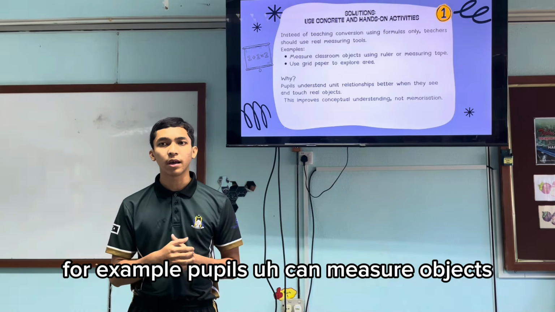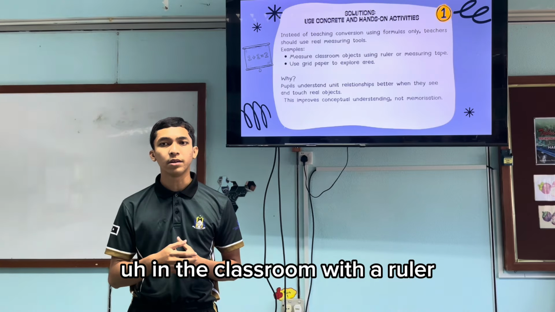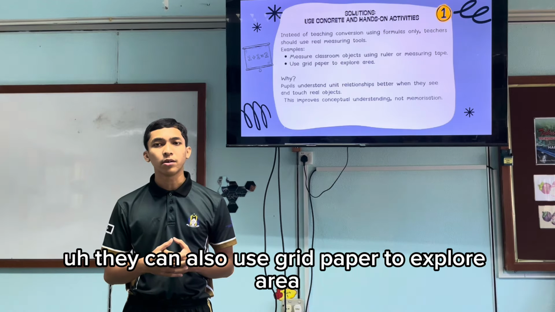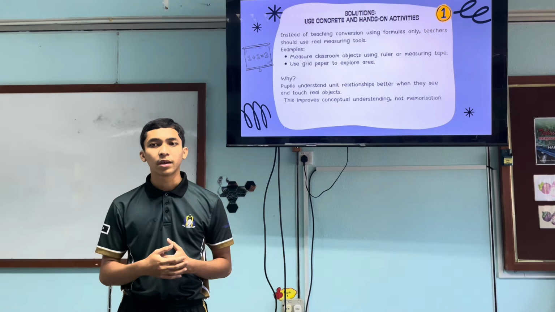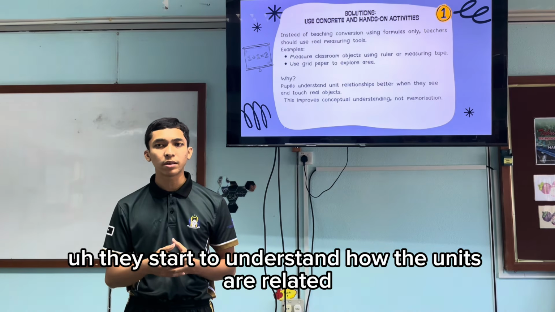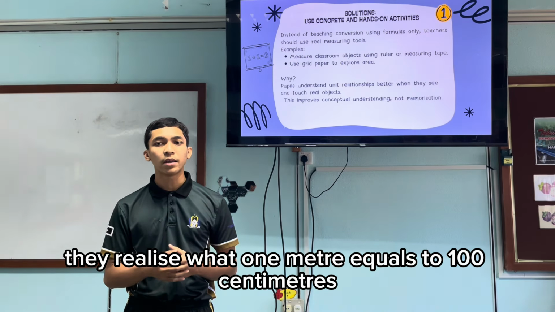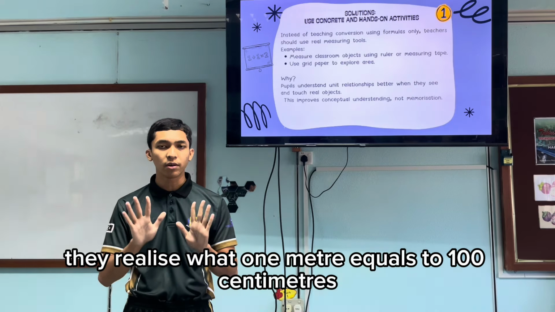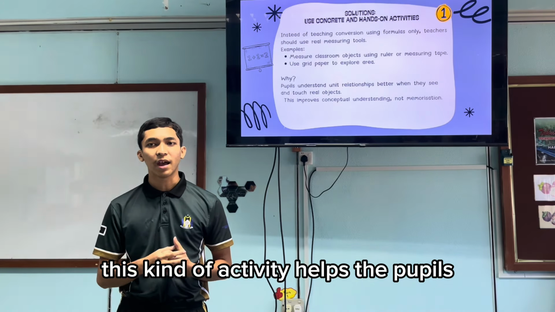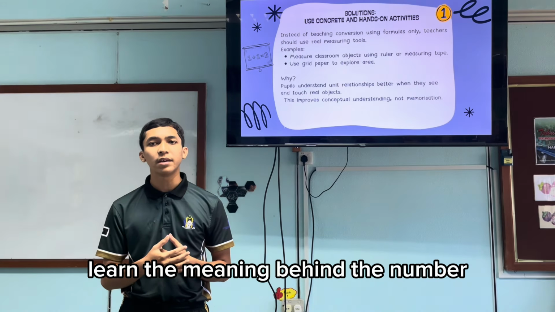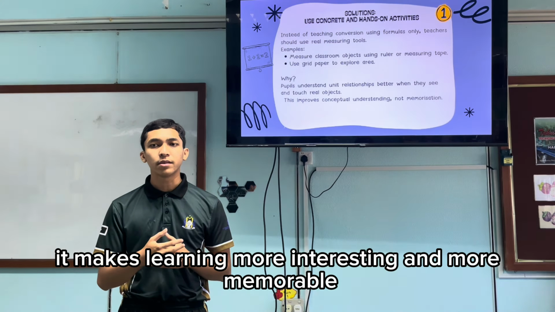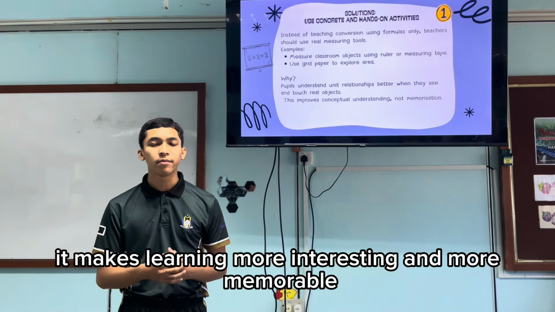For example, pupils can measure objects in the classroom with a ruler or measuring tape. They can also use grid paper to explore area. When pupils see and touch the objects, they start to understand how the units are related. They realize that 1 meter equals 100 centimeters instead of just memorizing it. This kind of activity helps pupils learn the meaning behind the number, not just the facts. So it makes learning more interesting and more memorable.